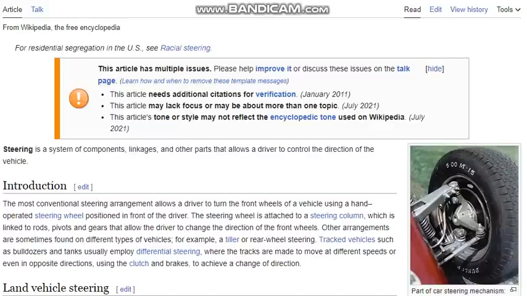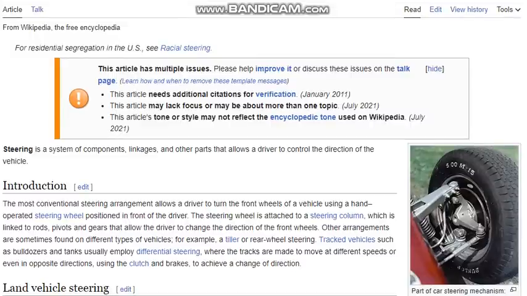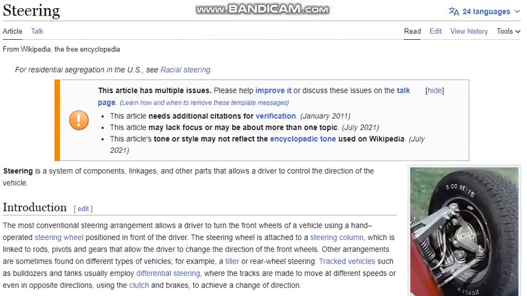Today my topic is steering. Steering is a system of components, linkage, and other parts that allows a driver to control the direction of the vehicle.